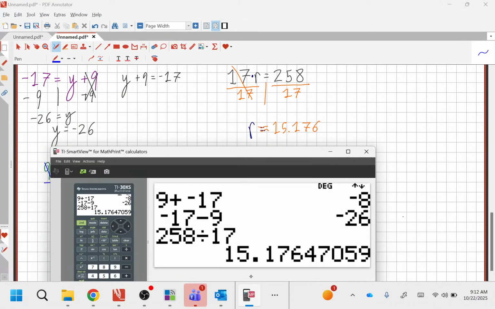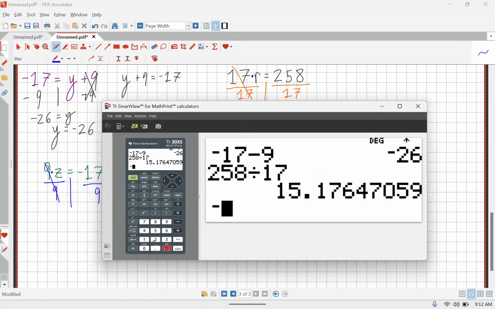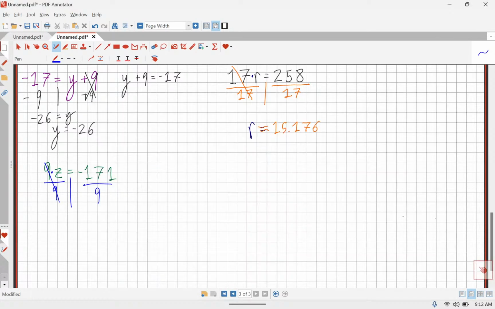And I'm just going to put that in my calculator. Negative 171 divided by 9, that's negative 19. Z equals negative 19. How many of us got Z equals negative 19 for that? Beautiful.